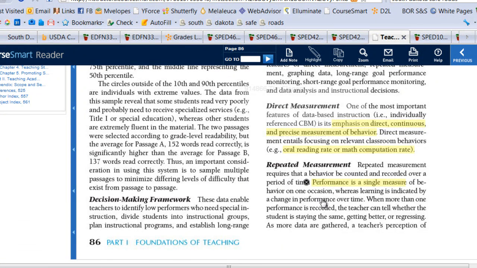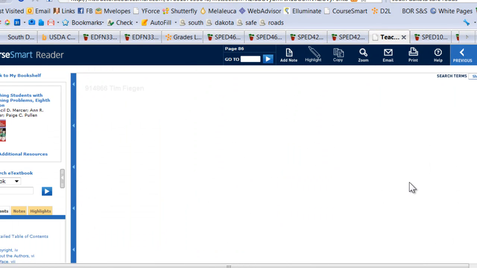Then repeated measurements, being able to do it consistently. Performance is a single measure on one occasion, whereas learning is indicated by a change in performance over time. I continue to measure that to make sure I'm making progress on it.